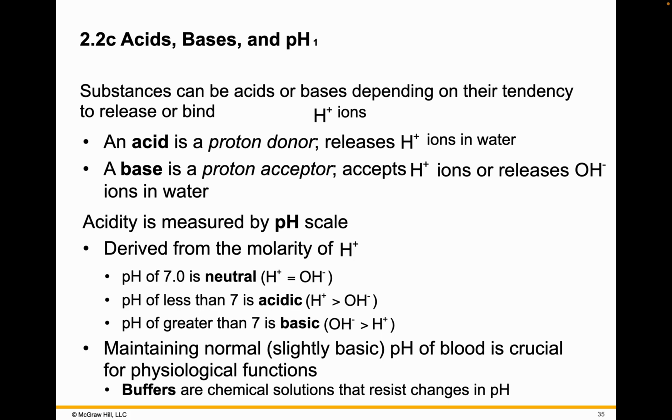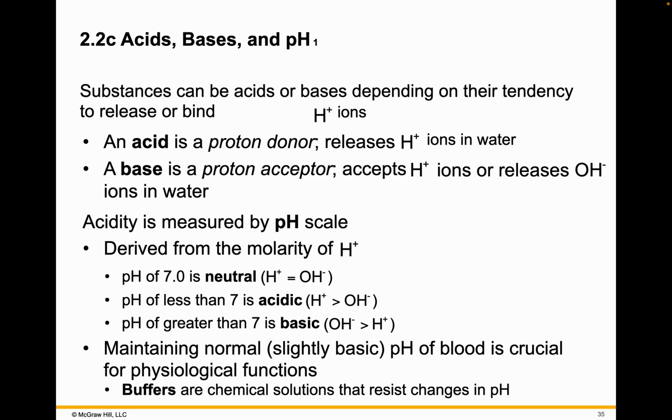An acid is a proton donor, and if you think about it, a hydrogen ion is a proton. Most hydrogen is one proton surrounded by one electron. So if you have an ion, you remove that electron, you're left with a hydrogen nucleus, and the hydrogen nucleus is a proton. So don't get confused by protons and hydrogen ions being interchanged. So an acid is a proton donor. A base is a proton acceptor. It will accept that hydrogen ion, or it will release OH ions into the water.